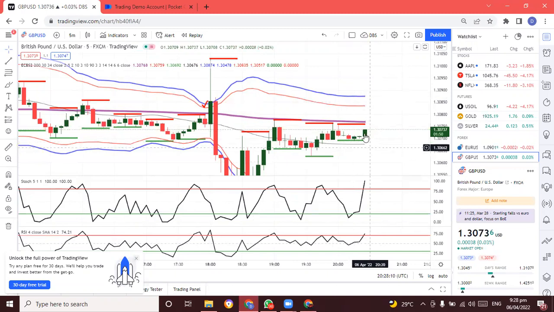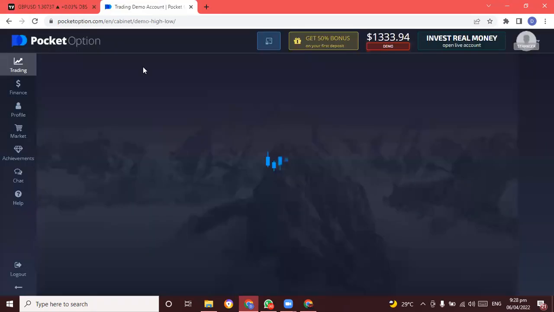We sell. So what are we waiting for now? We are waiting for this candle. Let's quickly go to the broker and make a trade right now. It's as simple as that. What's the pair? GBP USD. So let's go.